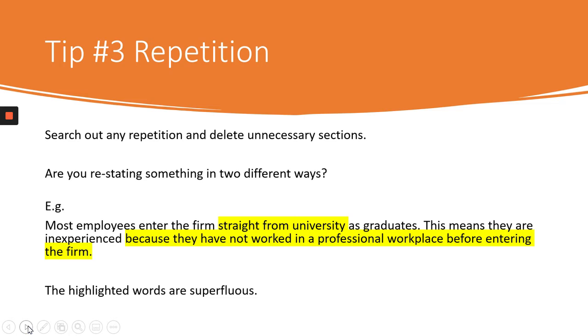In the second sentence, this means they are inexperienced. We don't need to then say because they've not worked in a professional workplace because we've already said in the previous sentence that they're coming straight from university. So you can cut out quite a lot of repetition in those 2 sentences and still have the same message coming across. Most employees enter the firm as graduates. This means they're inexperienced. You could cut that down even further. Most employees enter the firm as graduates and are therefore inexperienced or something like that. But at the moment, we're just focusing on repetition. And so with repetition, you're just looking for things that you might say more than once.